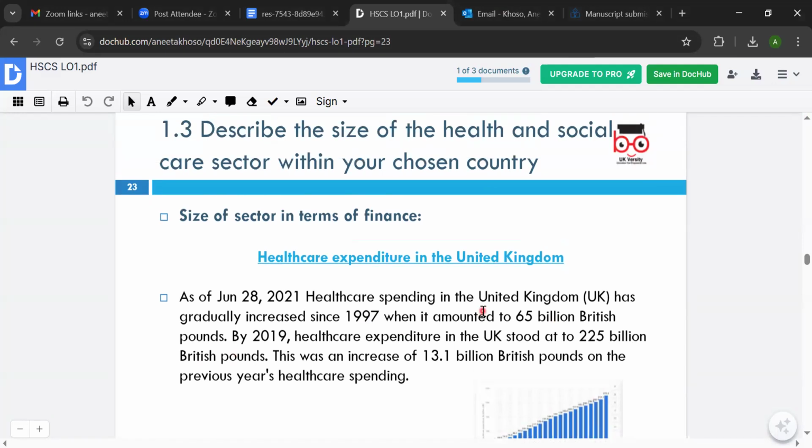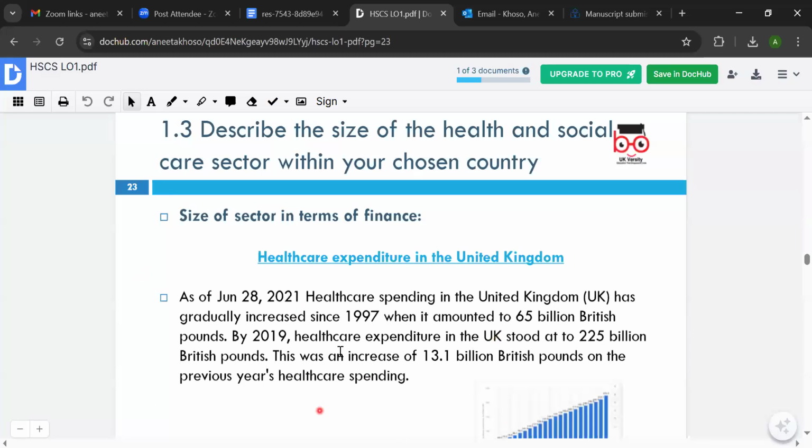We were talking about the health sector and the social sector within the chosen country, which was the UK. The health expenditure in the United Kingdom, as of June 28th, 2021, has gradually increased since 1997, when it amounted to 65 billion British pounds. By 2019, healthcare expenditure in the UK stood at 225 billion British pounds, an increase of 13.1 billion pounds on the previous year's healthcare expenditure.